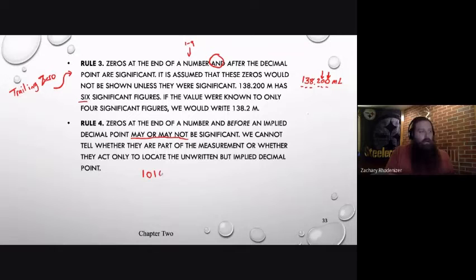101, and then we added a 0 on there, so we're going to say 1,010. So we know the ones are significant. We know this 0 is good because it's sandwiched, so we know we have at least 3. But the question is, is that 0 right there a placeholder? Or is that 0 right there significant? Well, we don't actually know, right?